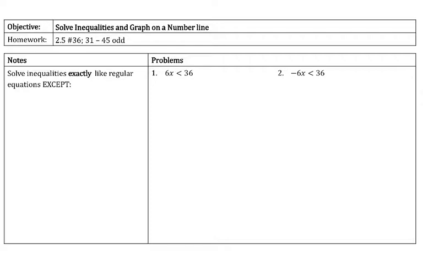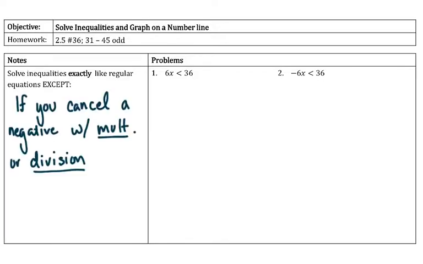The only thing that's different is that if you end up with something like we see in number 2, where you are taking a negative and canceling out a negative with multiplication or division, then you flip the inequality.